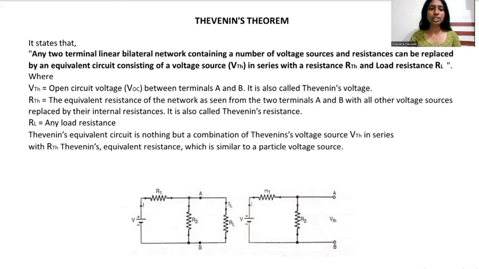RL, where VTH is equal to the open circuit voltage VOC between terminals A and B. It is also called Thevenin's voltage, and RTH is equal to the equivalent resistance of the network as seen from the two terminals A and B, with all the other voltage sources replaced by their internal resistances. It is also called Thevenin's resistance, and RL is equal to any load resistance. So Thevenin's equivalent circuit is nothing but a combination of Thevenin's voltage source VTH in series with RTH, Thevenin's equivalent resistance, which is similar to a practical voltage source.